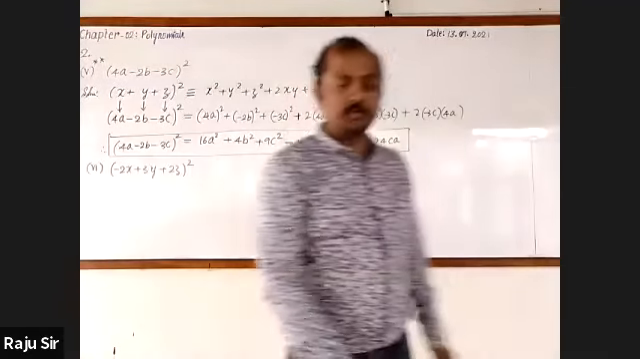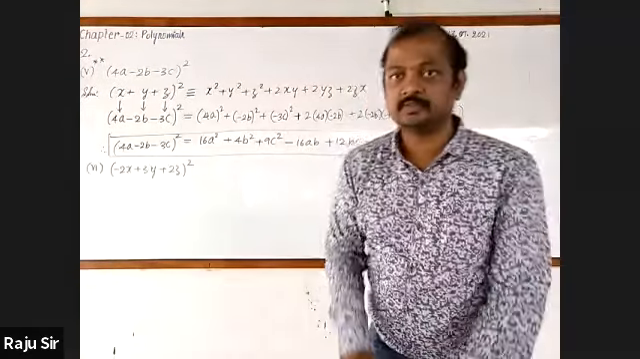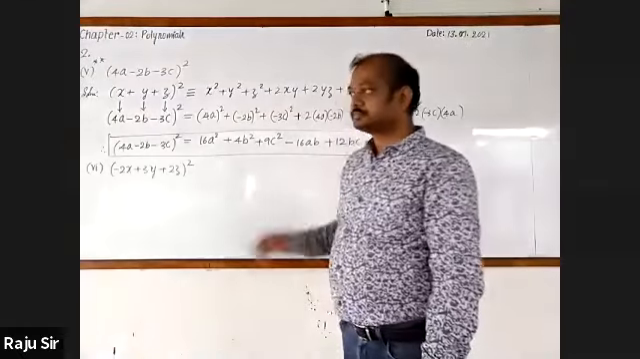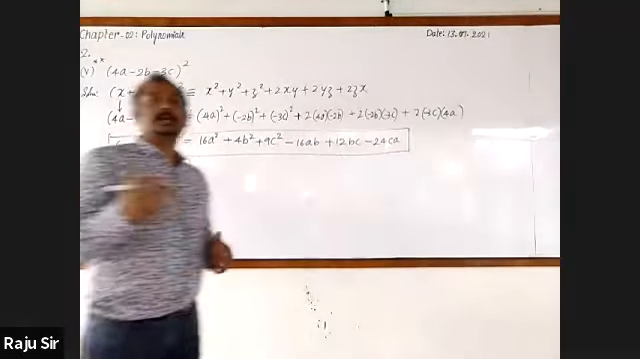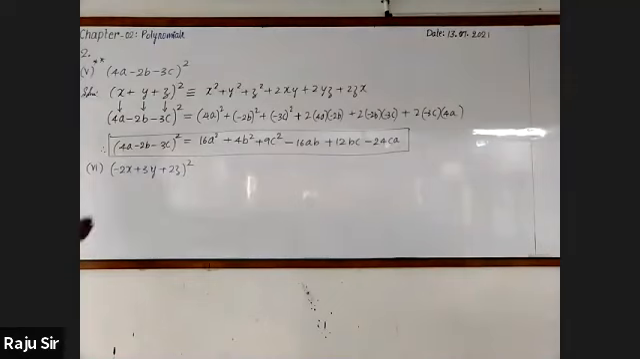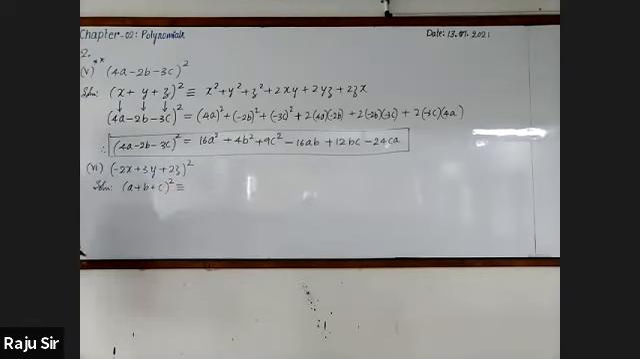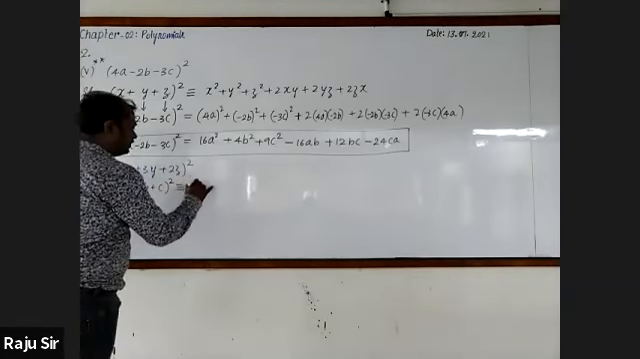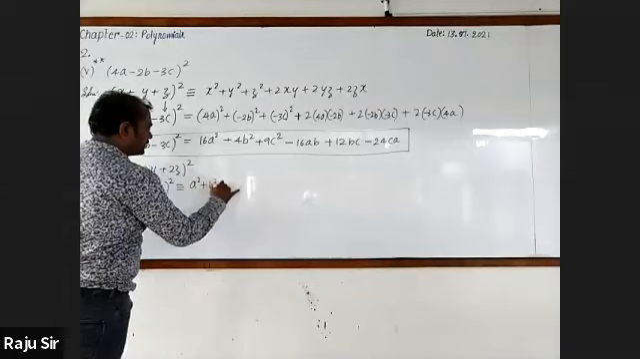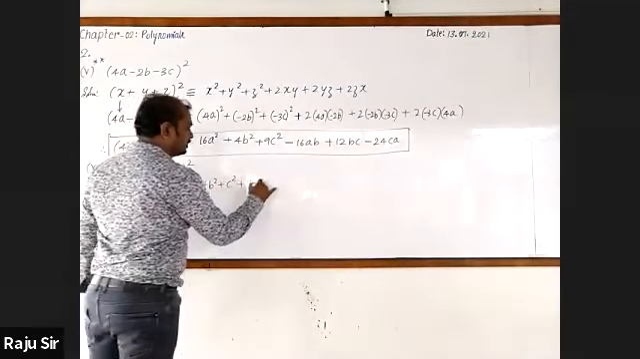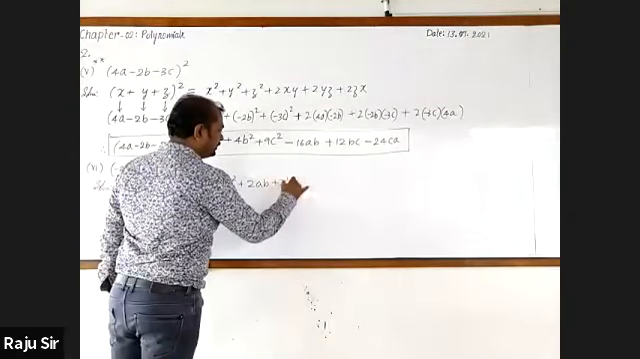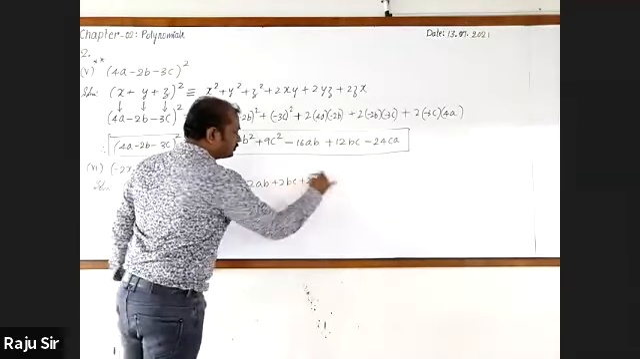Now, could you tell me how do you take the identity a plus b plus c whole square? Start writing with me. It is a plus b plus c whole square is exactly equal to a square plus b square plus c square plus 2ab plus 2bc plus 2ca.